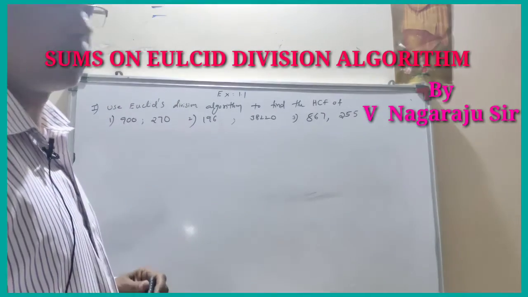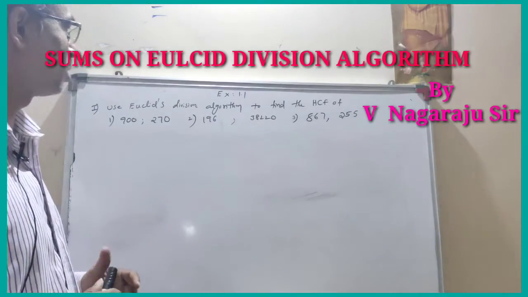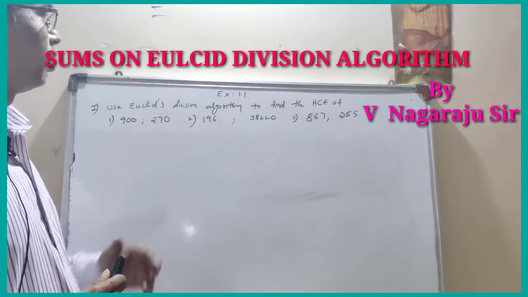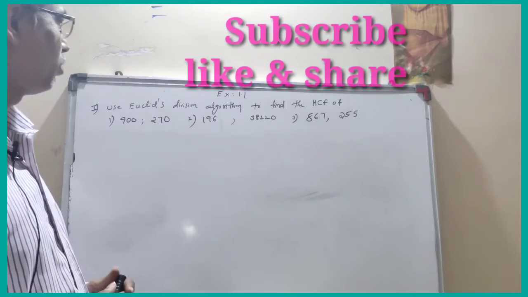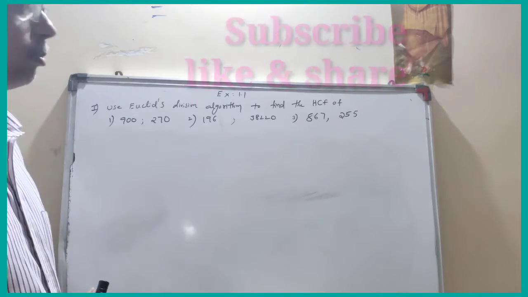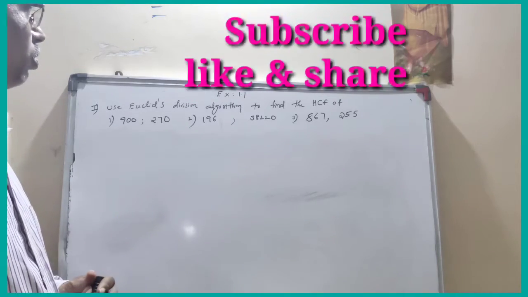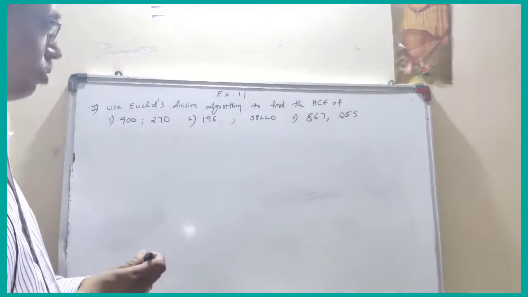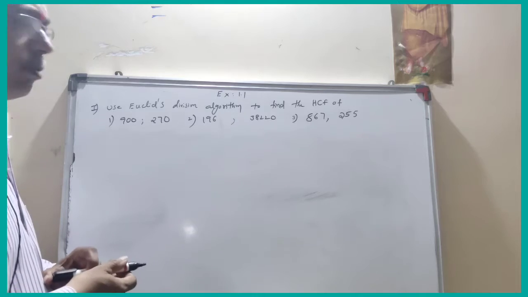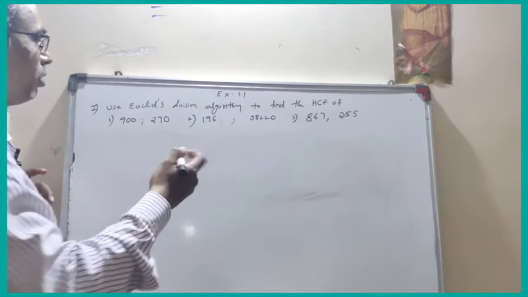Hi students, now let us discuss the Euclid division algorithm, which is useful to find the HCF of the given two numbers, that is, a pair of numbers. So first of all, let us discuss what the Euclid division algorithm is. In lower classes we are already familiar with this, so once again let us recall it.